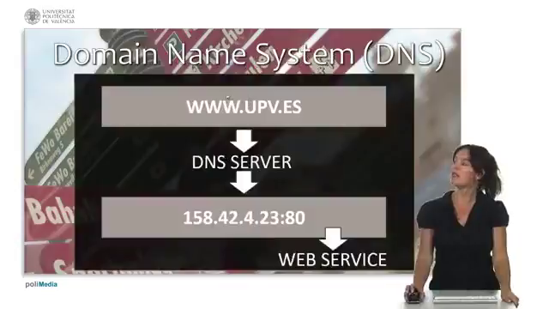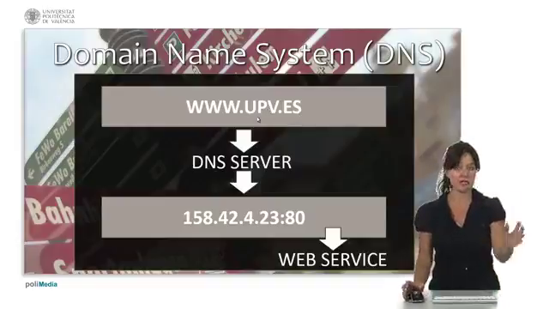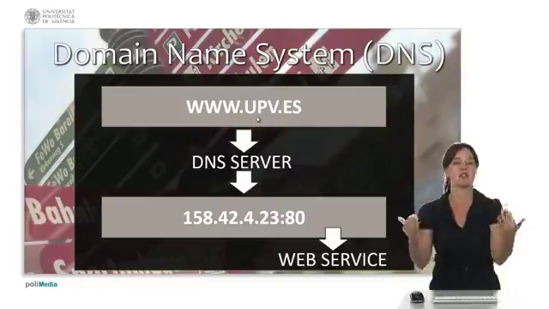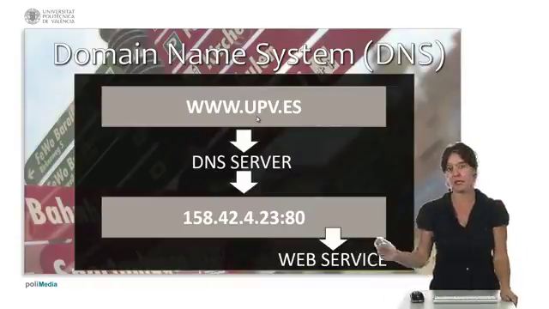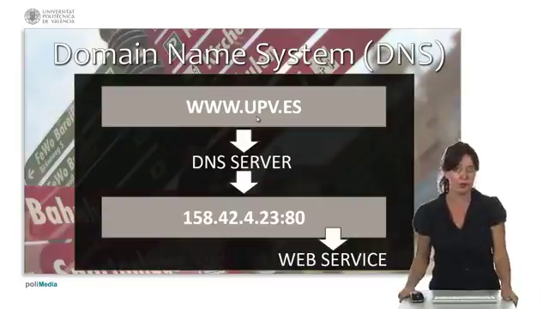Here we see another example. This is the URL that we have, www.upv.es, and we cast this to a DNS server, and this gives us the IP address that can be used to find the computer and use the web services that are being offered.